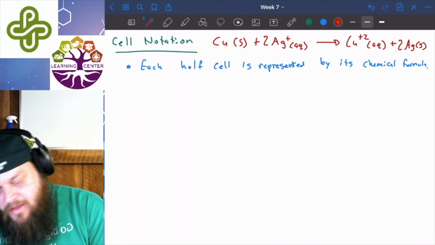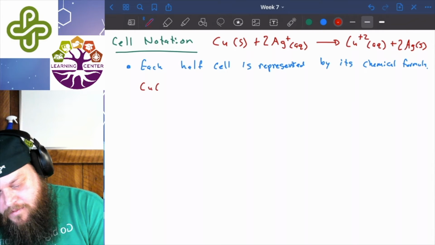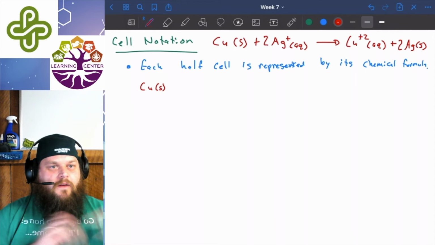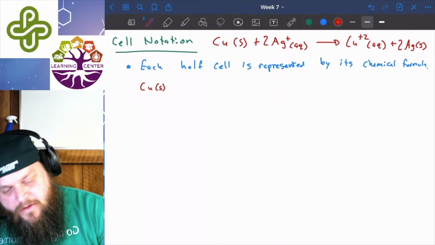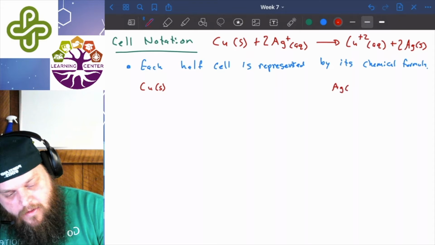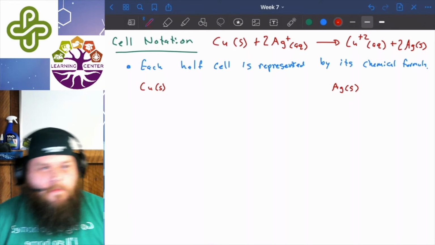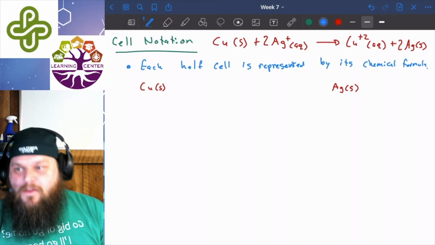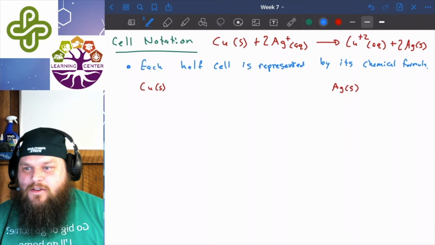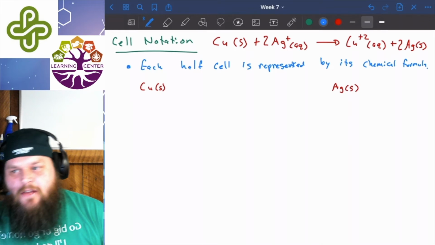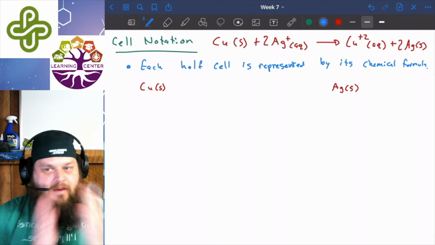So I'm going to write that copper on one side, and usually the anode goes on the left and the cathode goes on the right. So I'm going to write the cathode over here, like that. So that's how we start things off, just by writing each half cell represented just by its chemical formula. And then we talk about the interfaces, which are represented by kind of a vertical line.